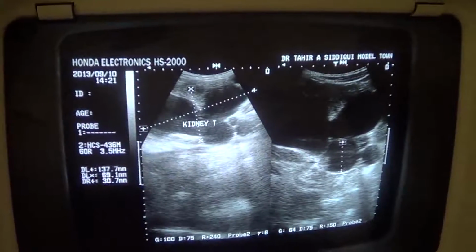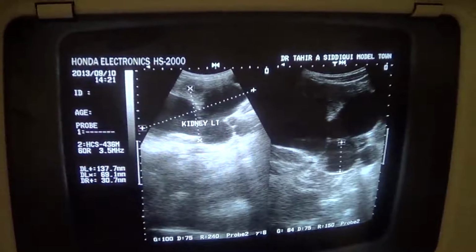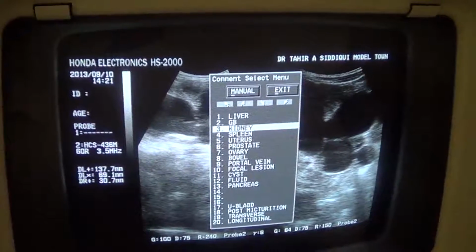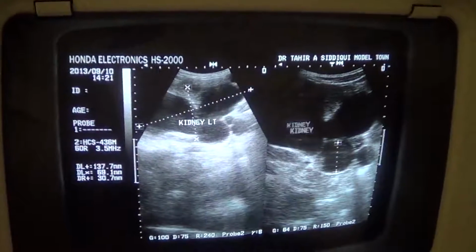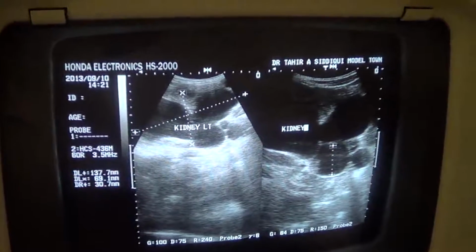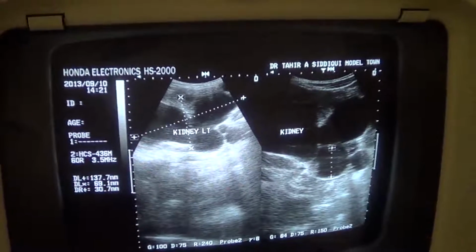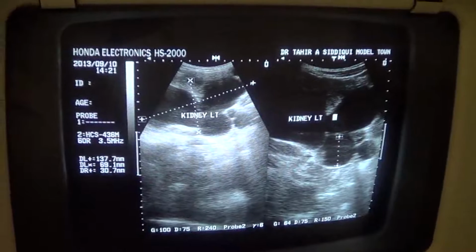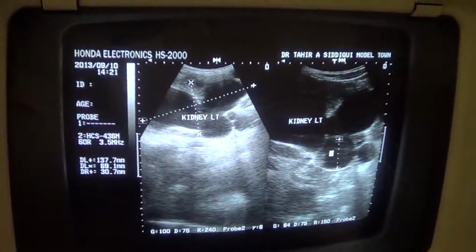No calcification is seen in both kidneys, and the degree of obstruction or dilation of the calyces is more on the left side compared to the right side. Now this is the left kidney.